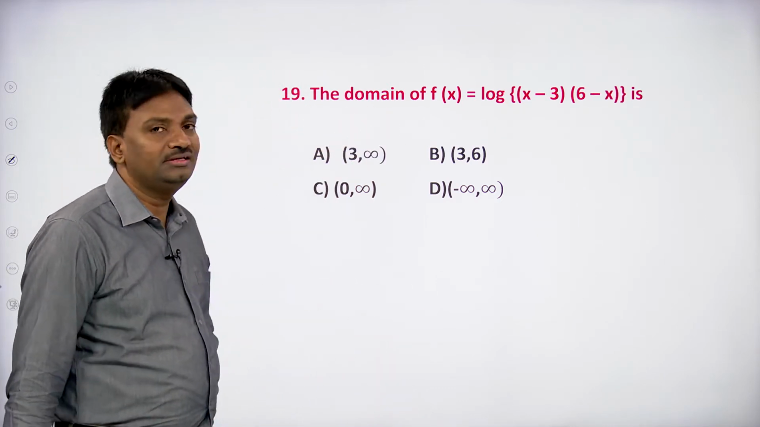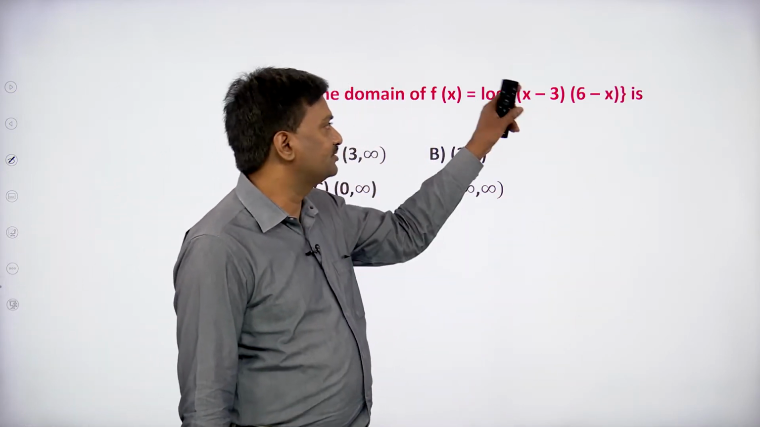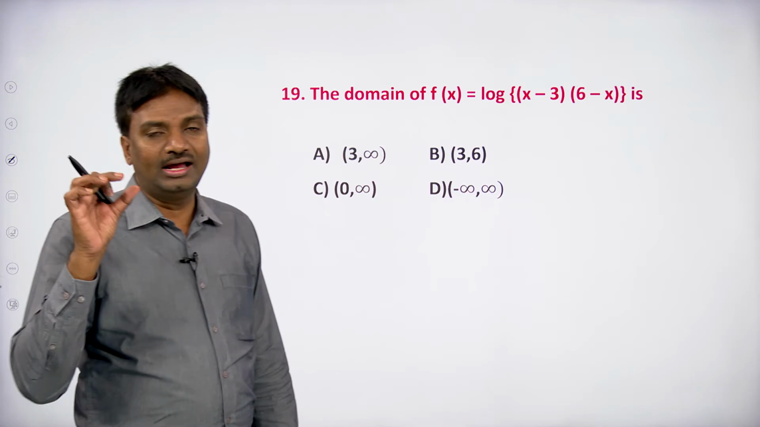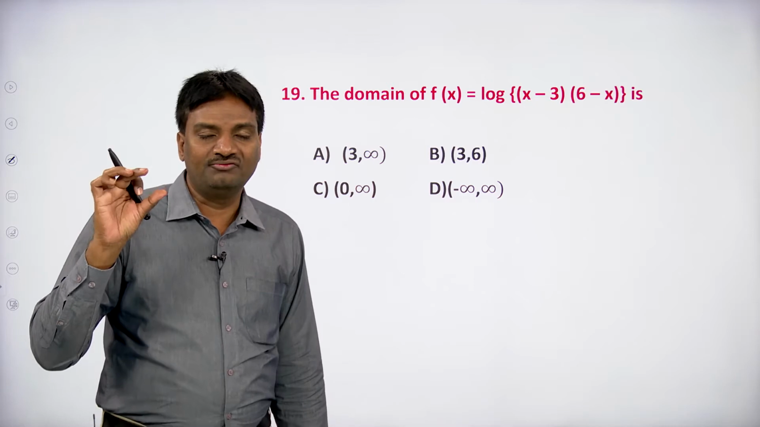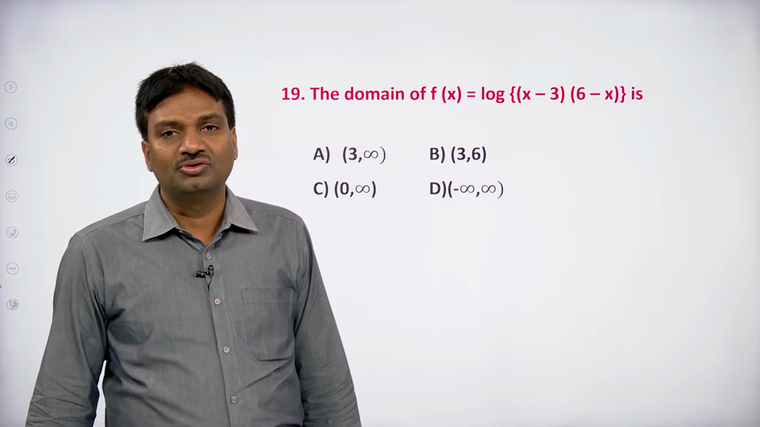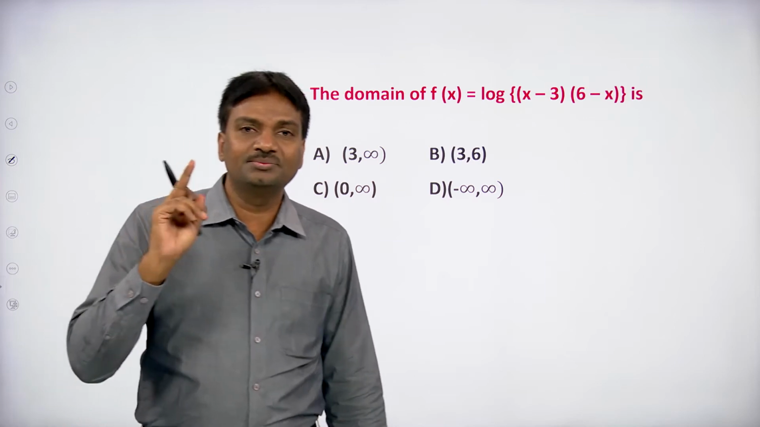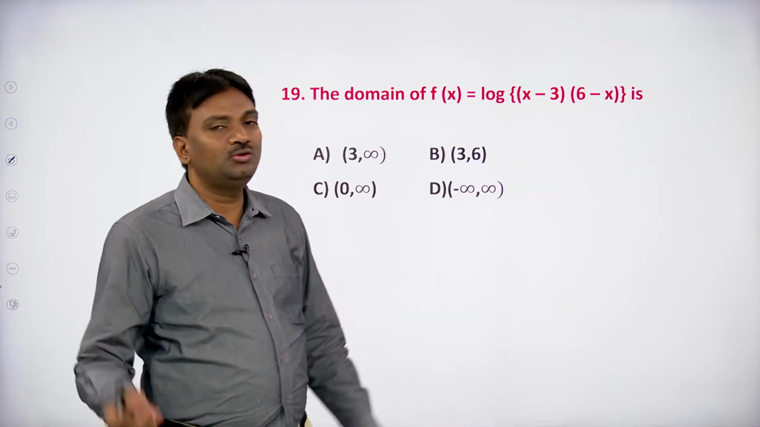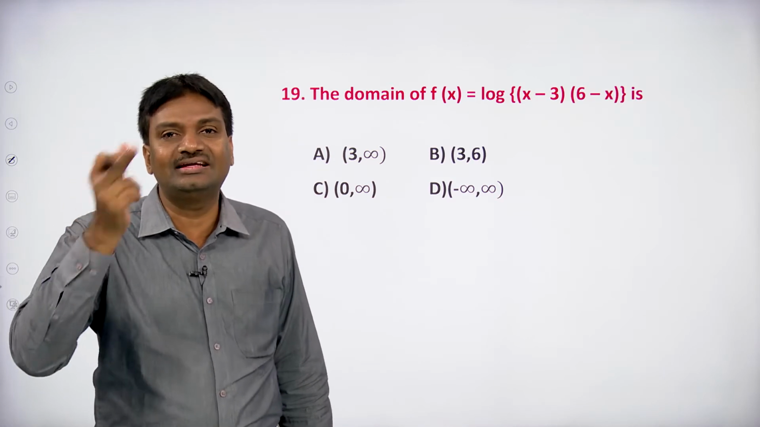Here the given function is f of x equal to log of (x minus 3) into (6 minus x). For this function, we have to find the domain. We know the logarithmic functions are defined only for positive real numbers. If a negative number or 0 is there, then we can't define the logarithm. So log of (x minus 3) into (6 minus x) is defined if (x minus 3) into (6 minus x) is greater than 0.